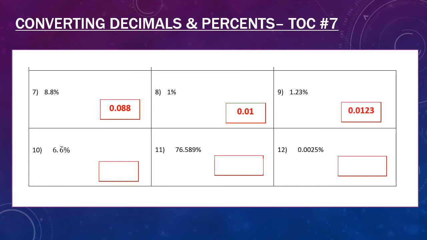For number 9, you should have gotten 123 10,000ths. For number 10, be careful, that's a repeating decimal, so you had to do 6.66666 and then move your decimal 2 places. You end up with 0.06 repeating. Don't forget that repeating bar to show it's repeating. Number 11, you should have had 0.76589. And then for number 12, you would have 0.000025.